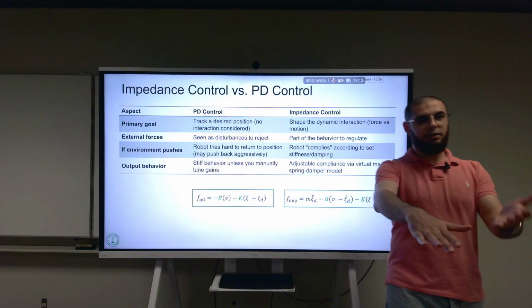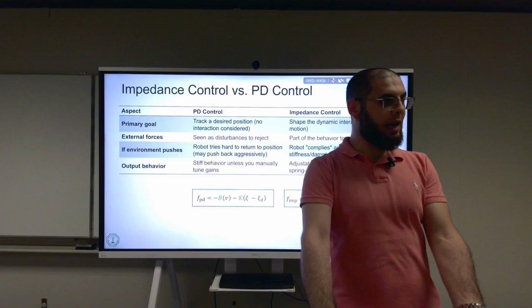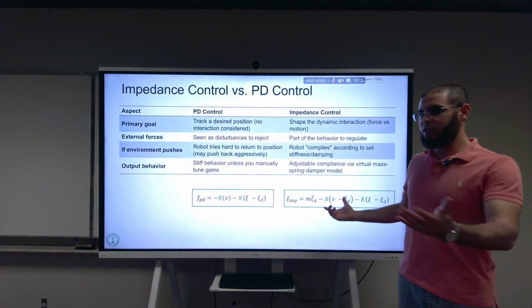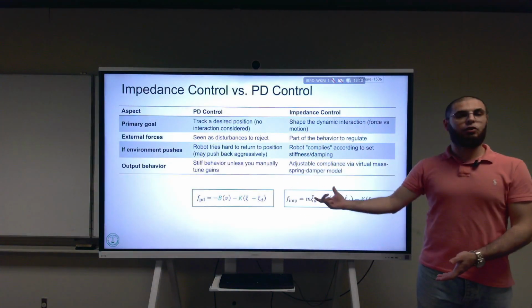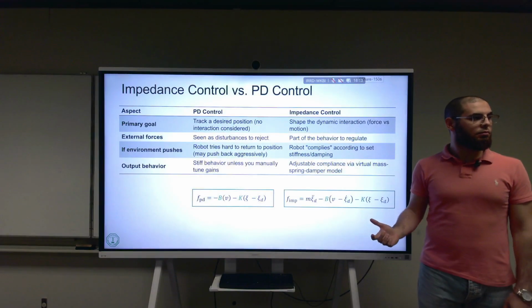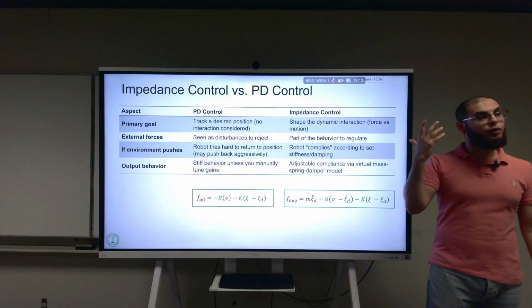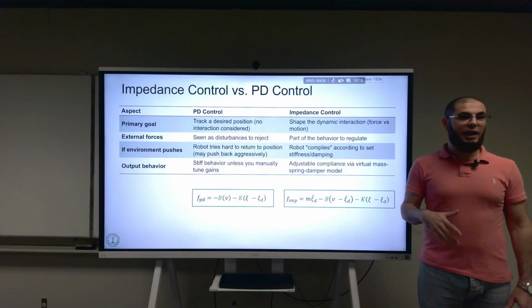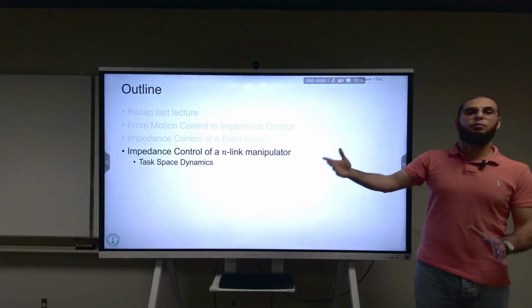That's exactly what I mentioned here. When I don't have any interaction, the impedance controller is nothing else than a PD controller. It's just a tracking controller. So it's more general than the PD control. It's a completely different framework. And to see that, we have to go to something more complicated.